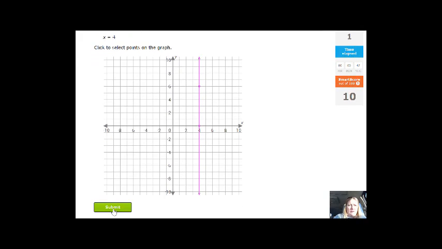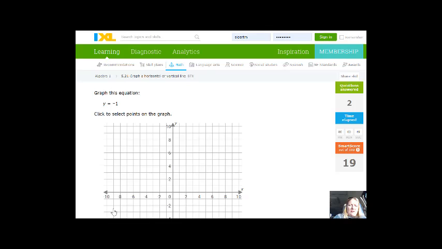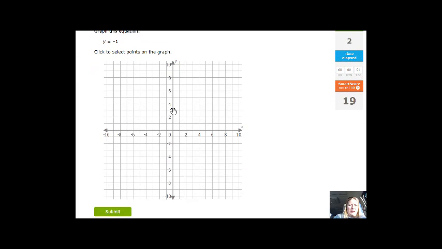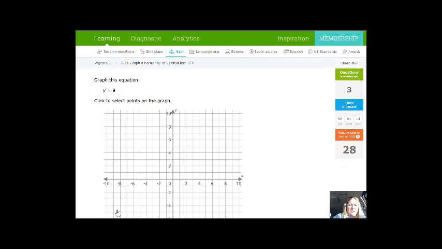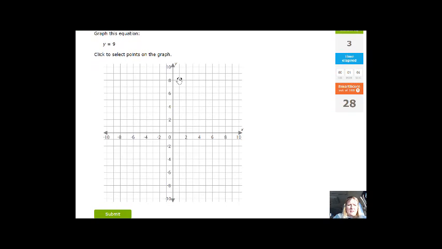And then you would hit submit. This one says y equals negative 1. So in the y, we go to negative 1, which would be here. That means the range is negative 1. So it's a horizontal line. It's a slope of 0. And you submit. This one says y equals 9. So you go up here to 9 on the y, and it's horizontal because the range is 9. All the y's are 9.